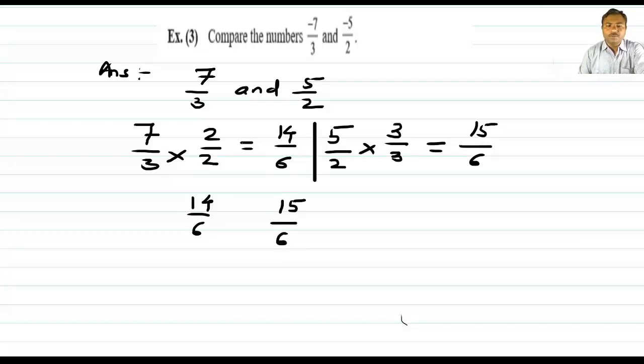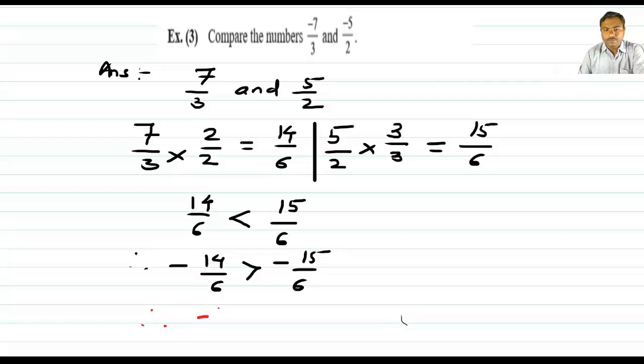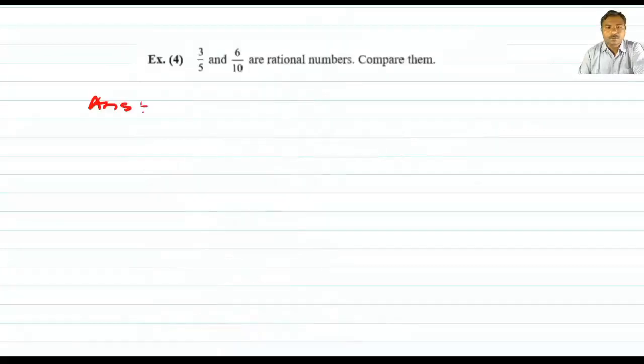Denominators of both the rational numbers are the same. Therefore, greater the numerator, greater the number. Here 14 upon 6 is less than 15 upon 6. Therefore, negative 14 upon 6 is greater than negative 15 upon 6. Therefore, we can say that negative 7 upon 3 is greater than negative 5 upon 2.